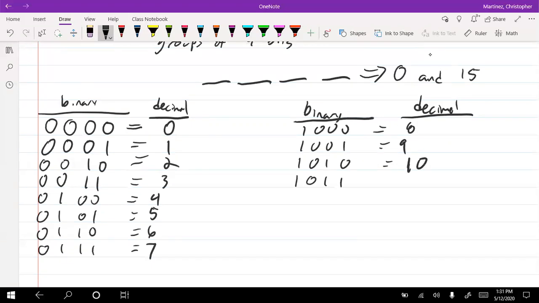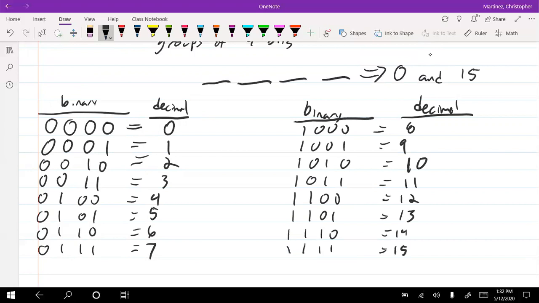0, 1, 1, 1 is 11. 1, 1, 0, 0 is 12. 1, 1, 0, 1, 13. 1, 1, 1, 0, 14, and 1, 1, 1, 1 is 15.